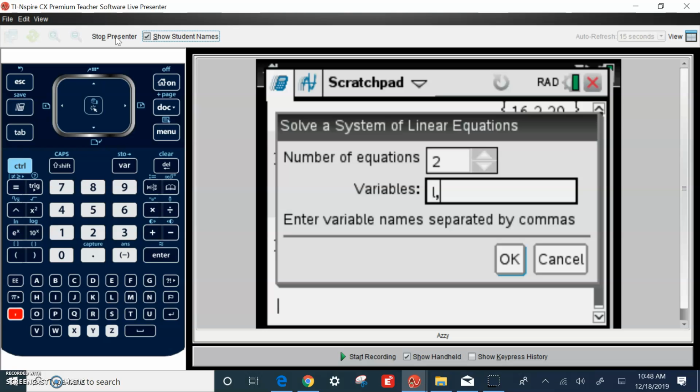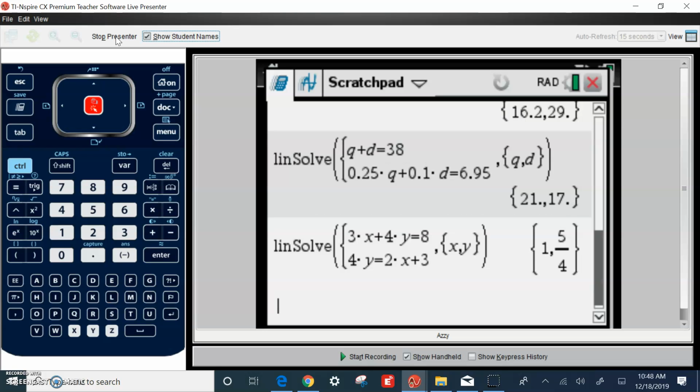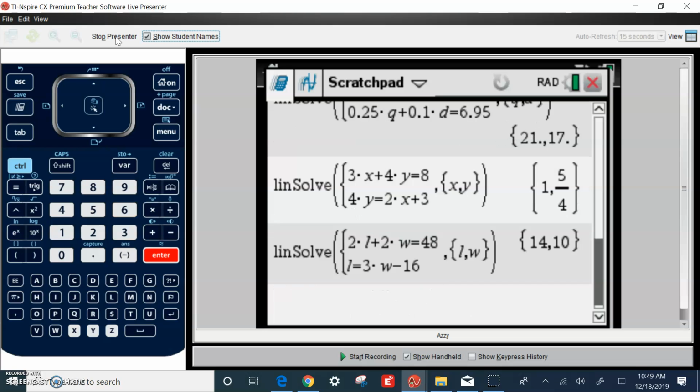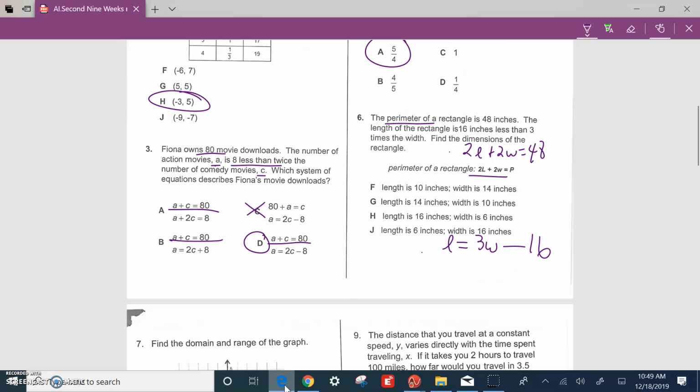Very good. She's going to change L and W before she hits OK. That'll work. 2L plus 2W equals 48. And then L equals 3W minus 16. And it asks for both. L is our first variable, so L is 14. And width is 10. D is the correct answer.